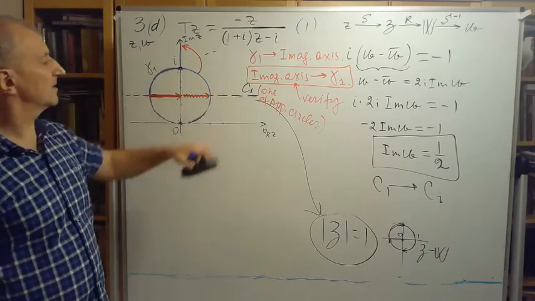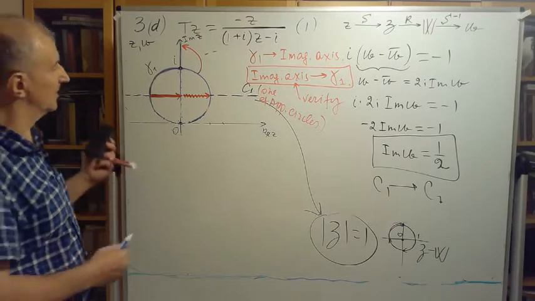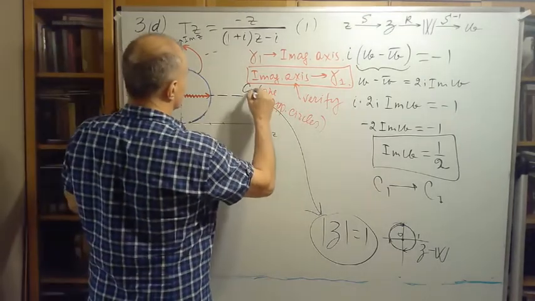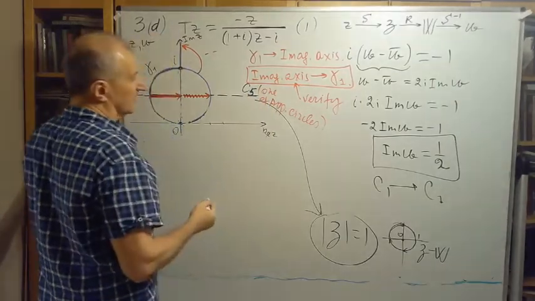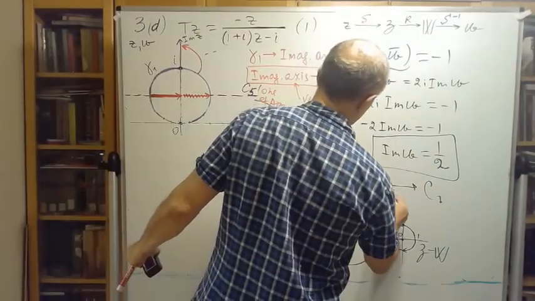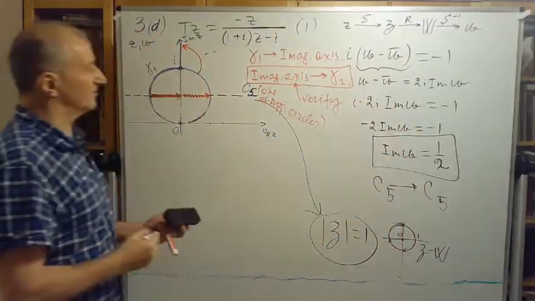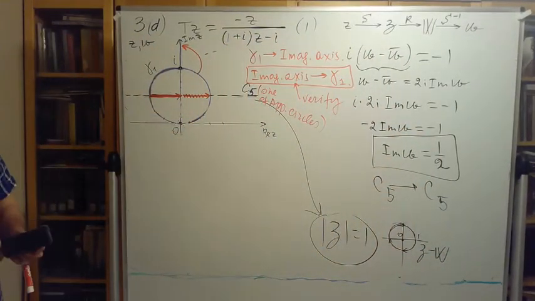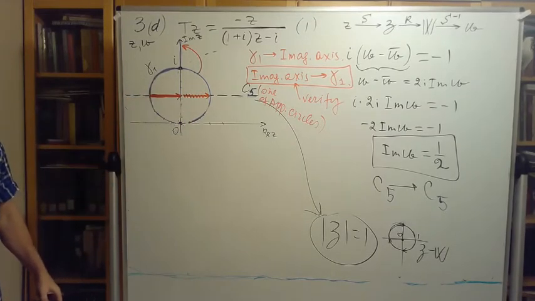I call this C1. It's not a very good name. Let's call it C5, because I have C1 reserved for another circle. There are infinitely many of these circles, so numerate them however you want. So this will be C5, this straight line through the halfway point between 0 and I.